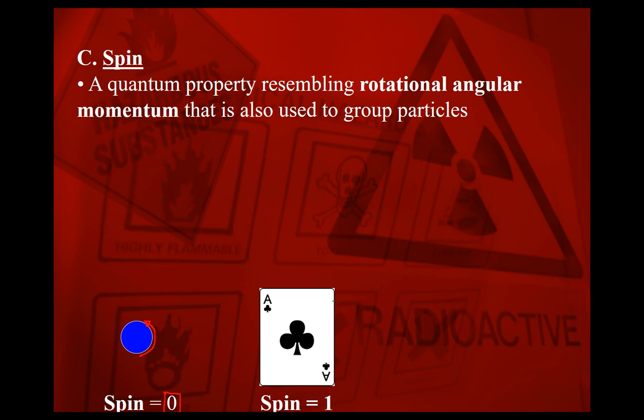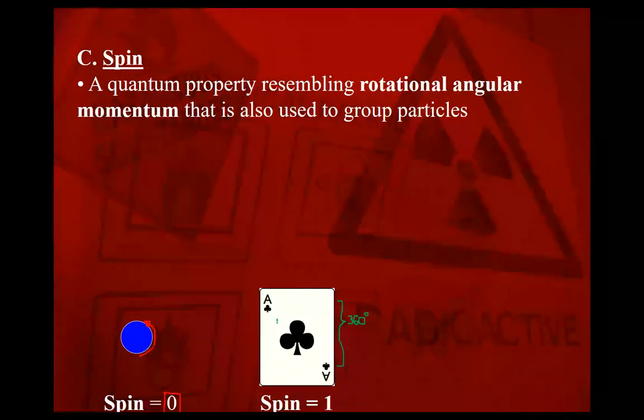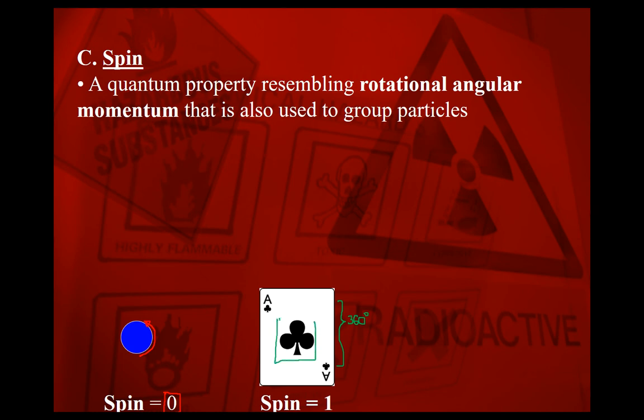Well, to get back to the exact same orientation, you'd have to rotate this card by 360 degrees. If you did 180, the card would be inverted, or not the card inverted, the club itself would be inverted. So you need to go 360 to actually get back to the original orientation. And that's what we call a spin of one.